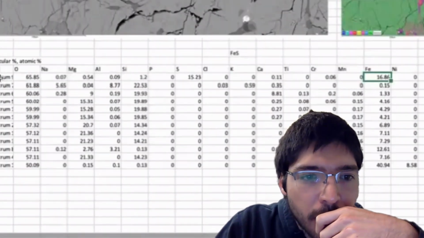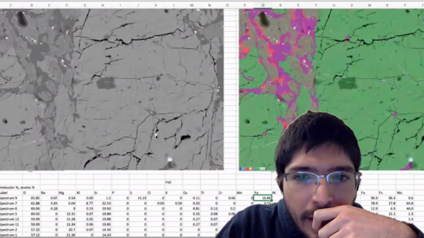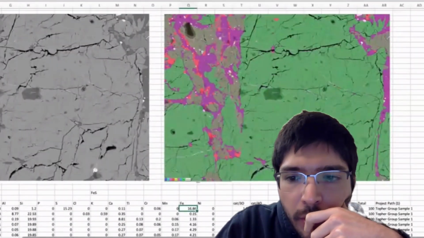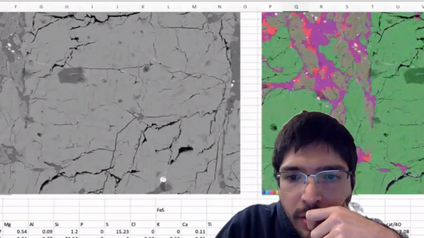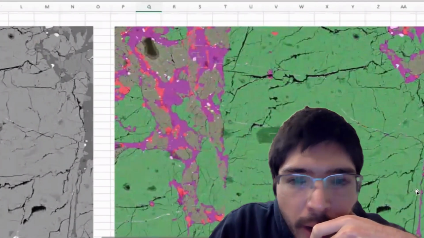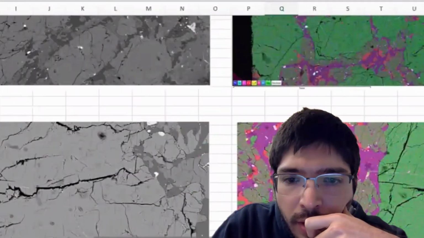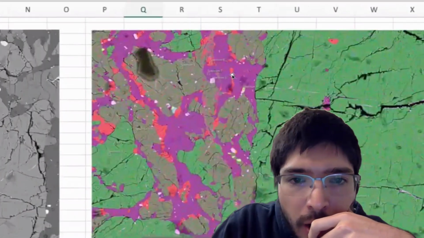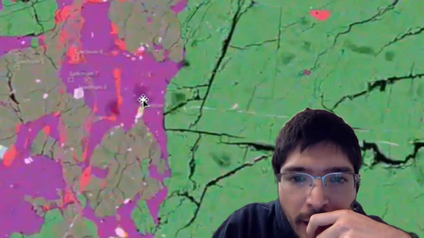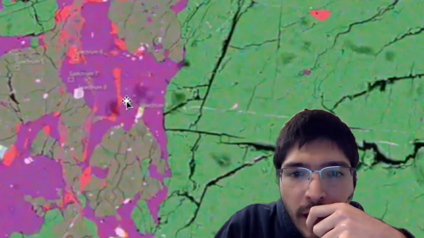And then this is spectrum, so we could even see which one it is. So this is spectrum 9. So if we go here and we see where spectrum 9 is, it's going to be right here. I'm not going to do this for everyone because it's going to take a while, but you can see it's right on this yellow spot. That is a troilite. So you can see that's what a troilite would look like when you get the composition.